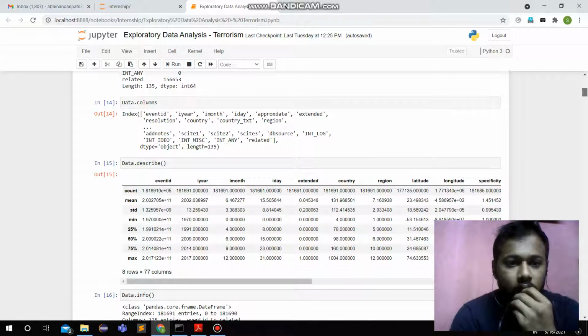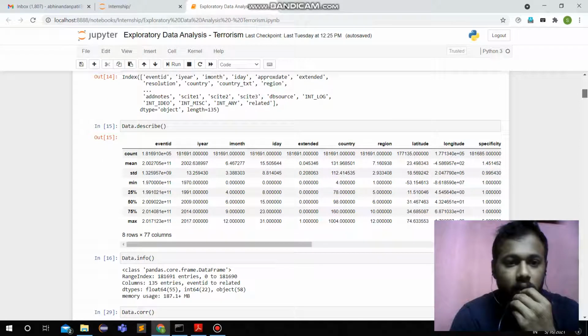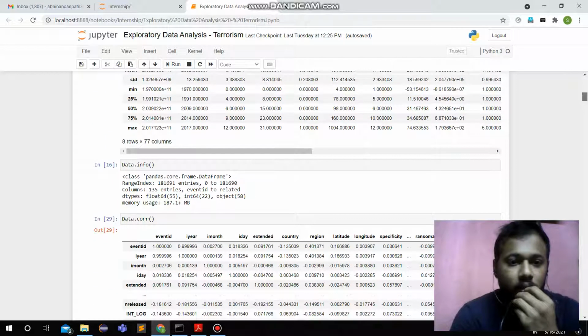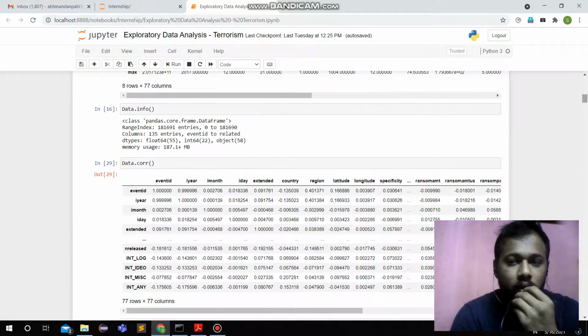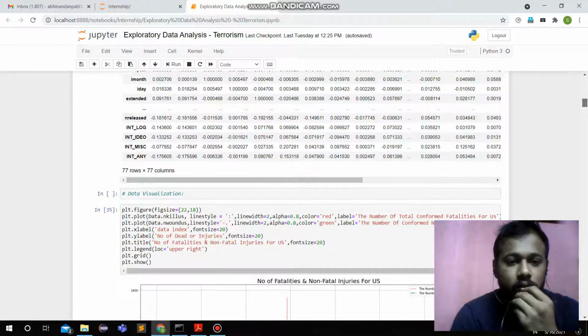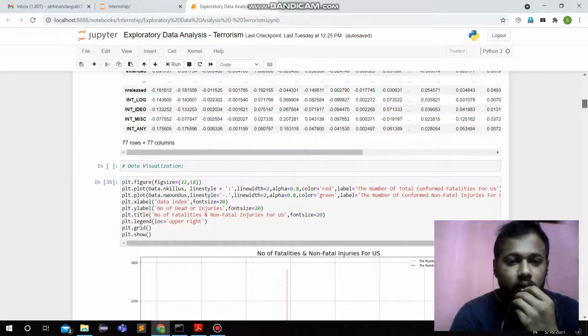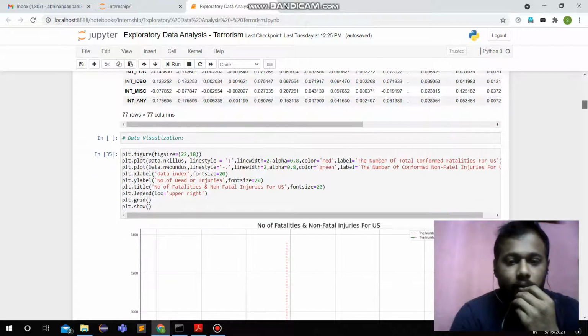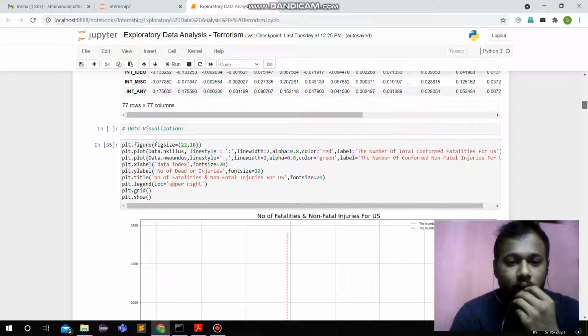Here are the columns in the dataset. After that, data.describe, then data.info and data.corr. After that, I made the data visualization. In that, I plotted the line plot for the number of fatalities and non-fatal injuries for the US.